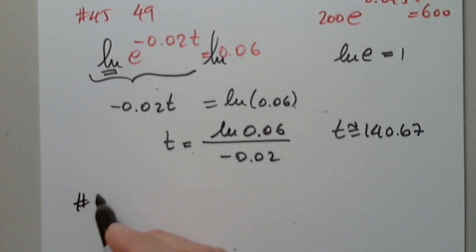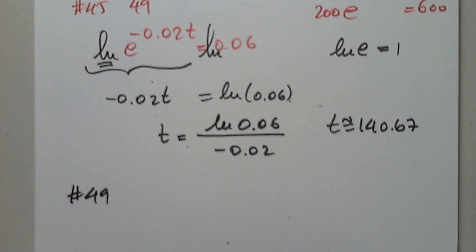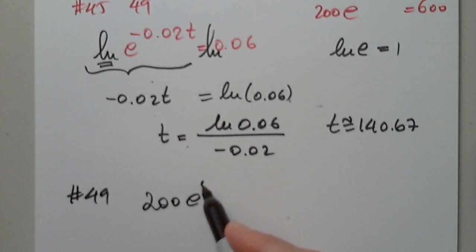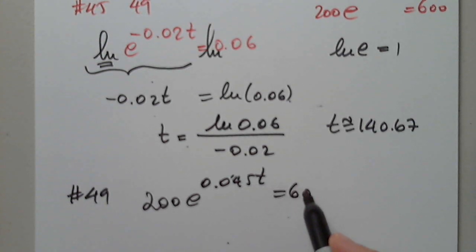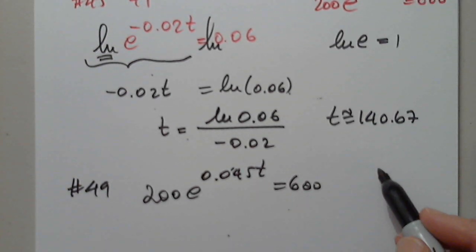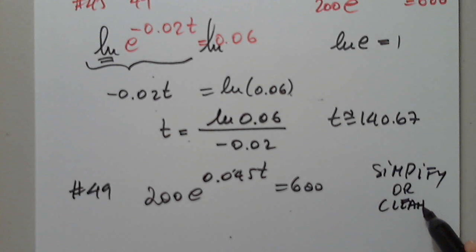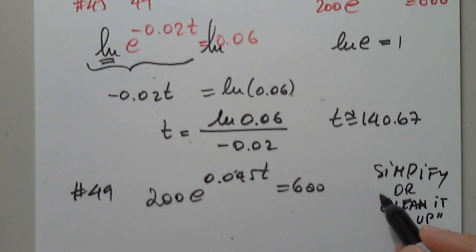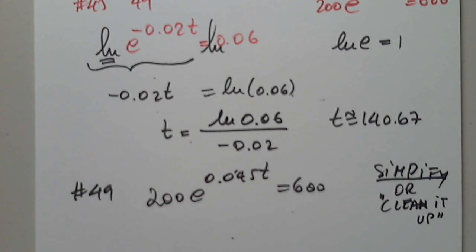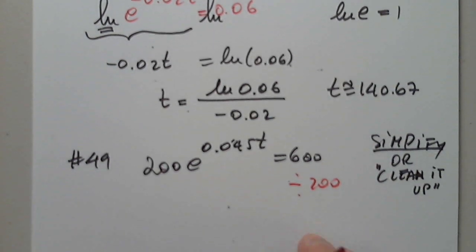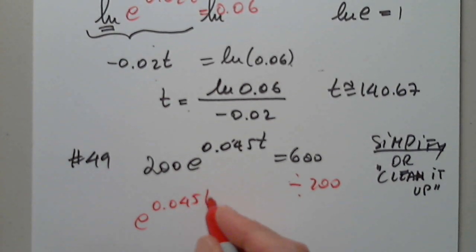Any questions on this? Does it come back to you from college algebra? So here we have 200 e to the 0.045t equals 600. We have to clean it up first. We have to simplify it. Is there any way I can simplify it? Can I simplify? Divide by 200. Very good indeed. Divide both sides by 200, so I have e to the 0.045t equals 3.